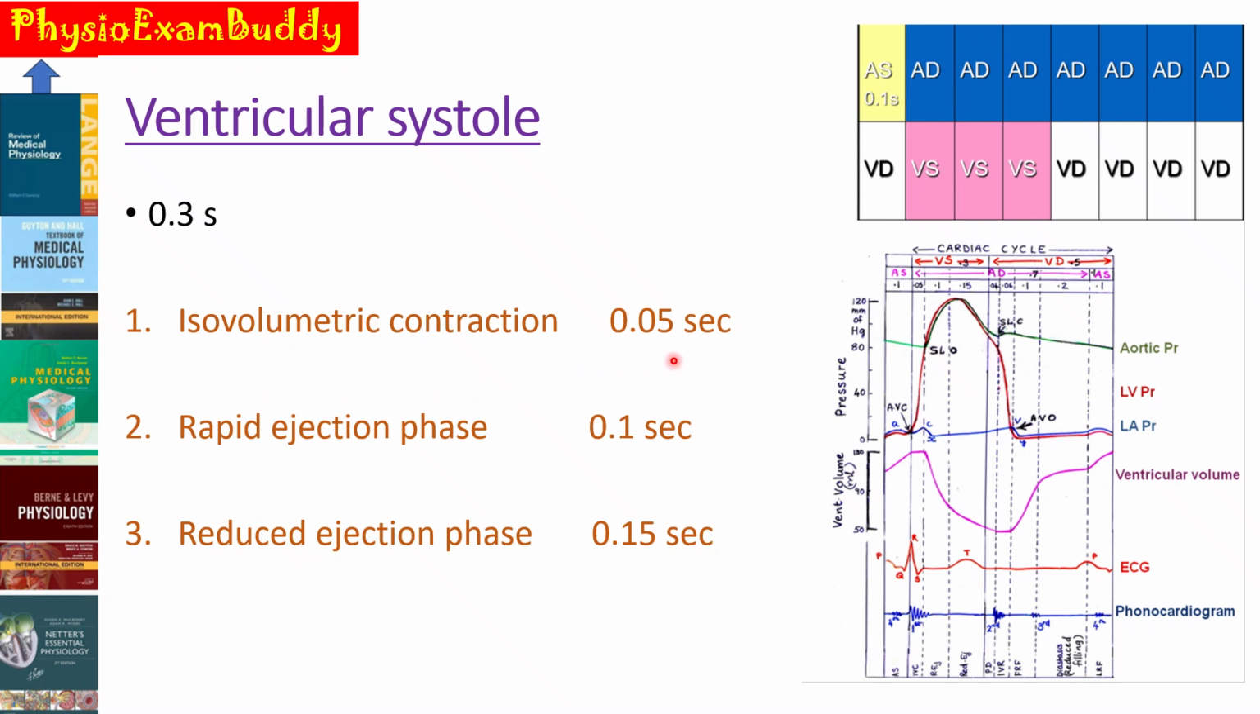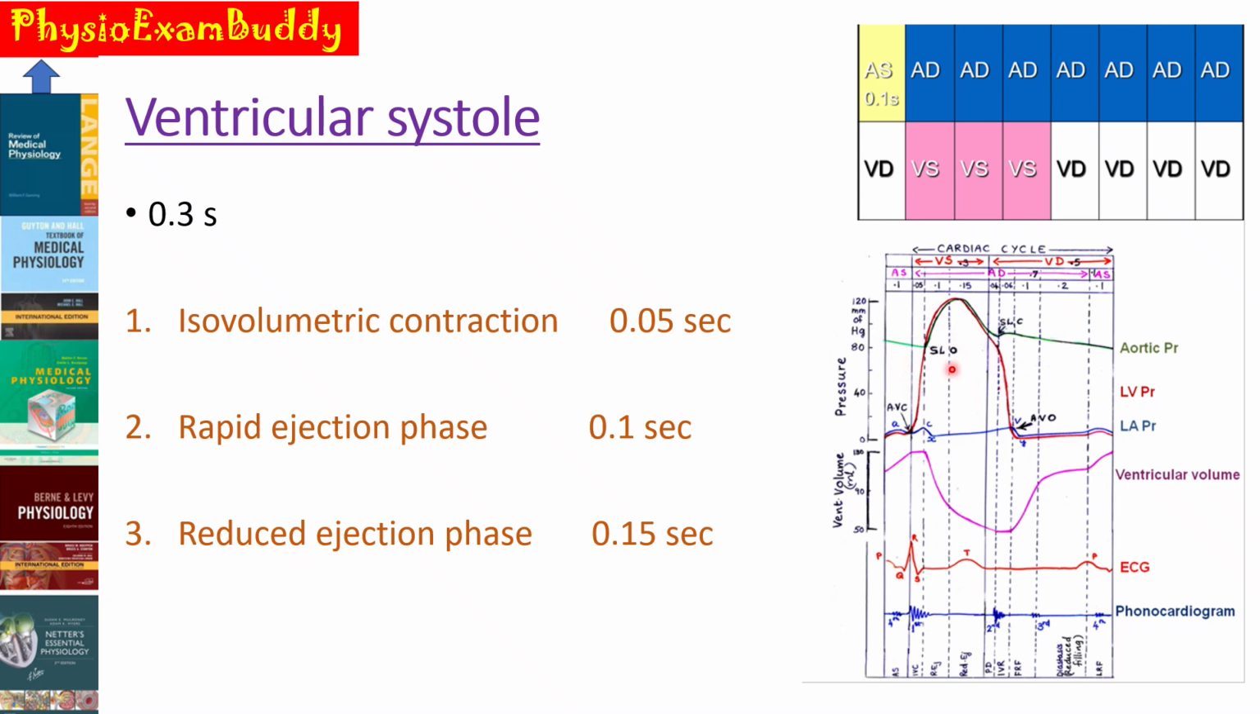which lasts around 0.05 seconds, followed by a rapid ejection phase of 0.1 second and a reduced ejection phase of 0.15 seconds. So this portion is the ventricular systole. The first one, 0.05, is the isovolumetric contraction phase, followed by 0.1 second, the rapid ejection phase, followed by 0.15 second, the reduced ejection phase.